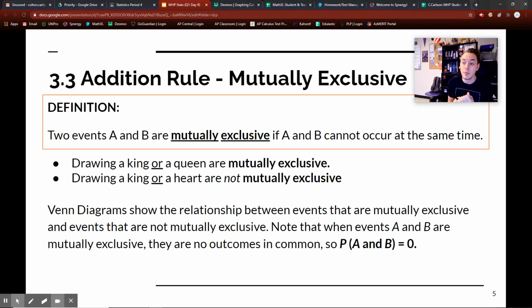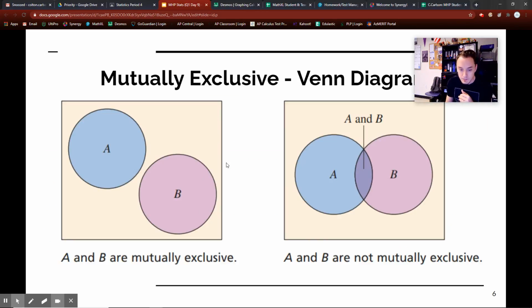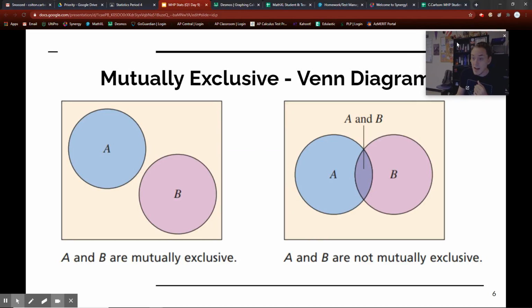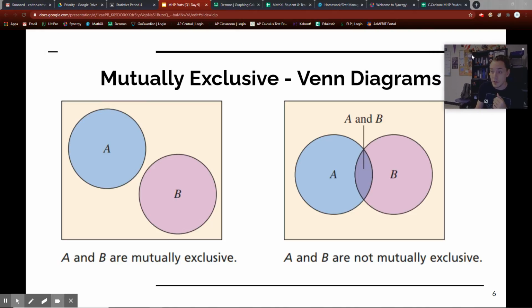So literally the probability is 0. I mean, that's really what it is. There are no outcomes in common, the probability is 0, is what we would say. So you can write this down. I think this is actually very, very beneficial if you write it down.